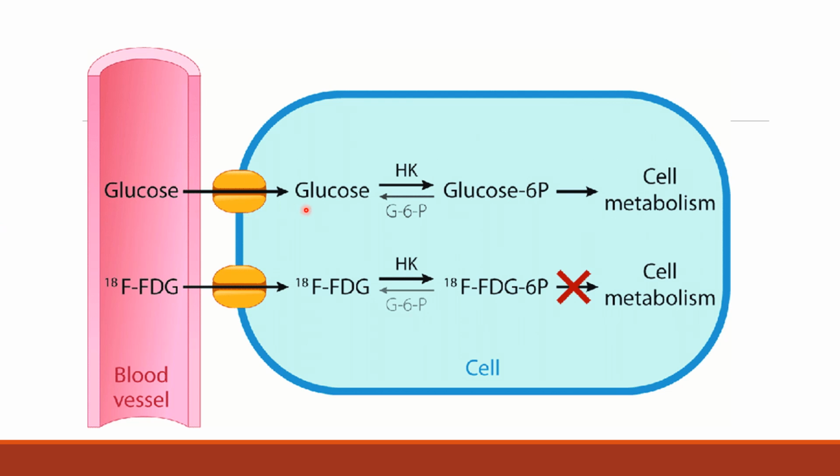Typically, the glucose will enter the cell. It becomes organified, turned into glucose 6P, and then it is used in cellular metabolism. With FDG, it's taken into the cell. Well, I shouldn't say organified. It gets trapped in there. It gets converted to the F18 FDG 6P, just like glucose does. It's got that 6P on the end. But it can't actually be used for cellular metabolism. This is the reason that FDG does not increase your blood sugar.